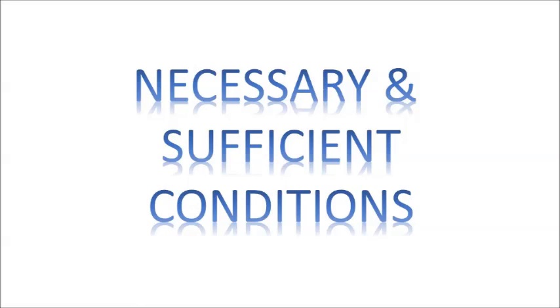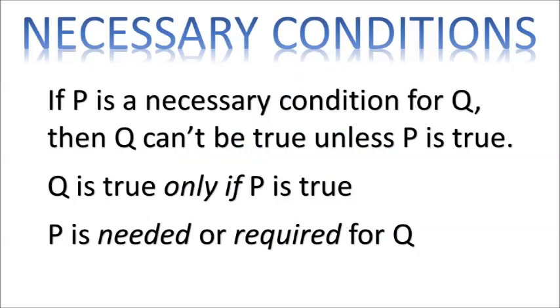Let's talk about necessary and sufficient conditions. What is a necessary condition? If P is a necessary condition for Q, then Q can't be true unless P is also true. Or Q is true only if P is true. P is something that's needed, that's required for Q to be true.